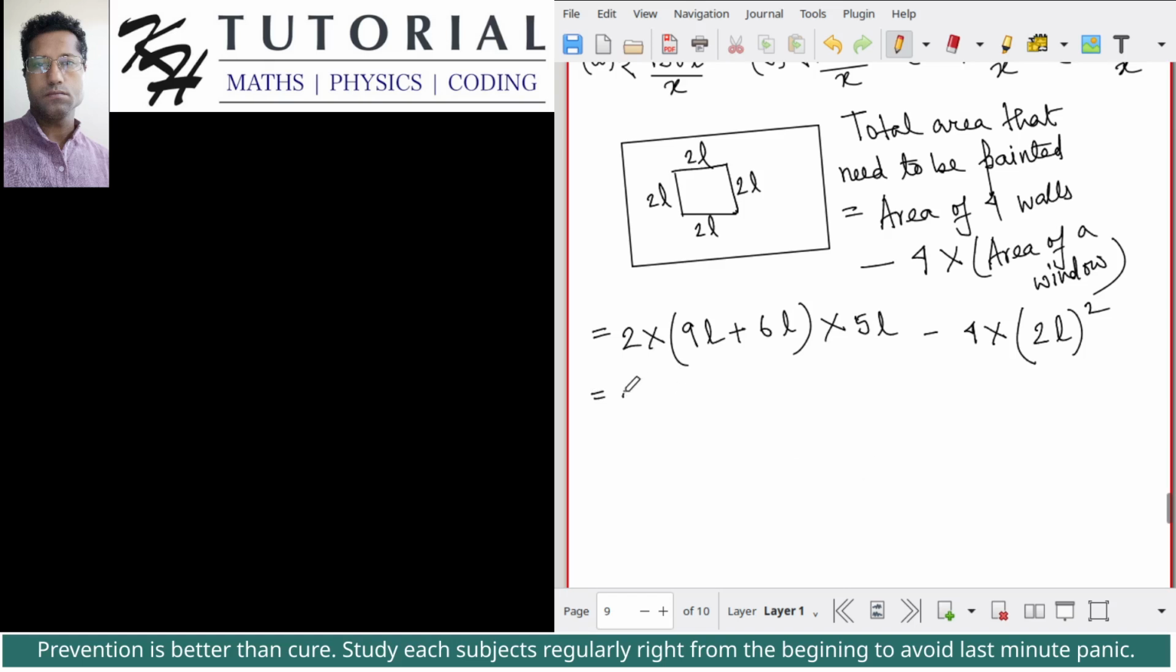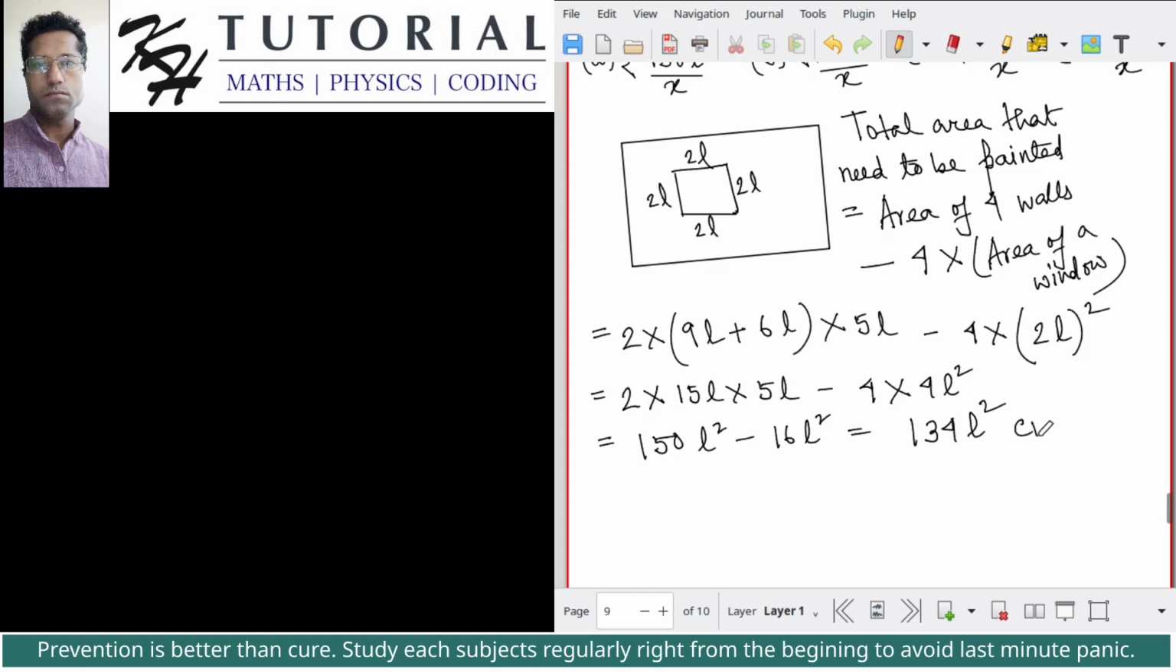So if I simplify, this is 2 multiplied by 15L multiplied by 5L minus 4 multiplied by the square of 2L, which is 4L square. So this is equal to 15 into 2 is 30 and 30 into 5 is 150L square minus 4 into 4 is 16L square. 150L square minus 16L square is 134L square. Okay, so this much centimeter square is the net area that needs to be painted.